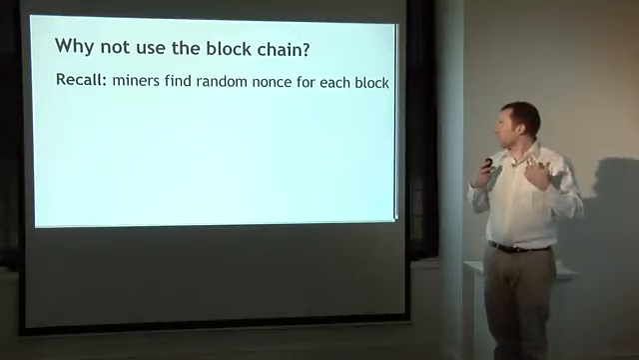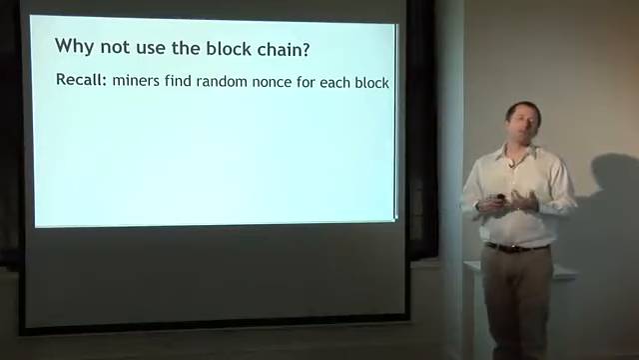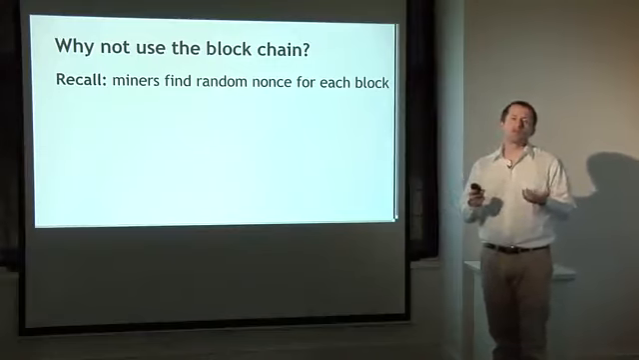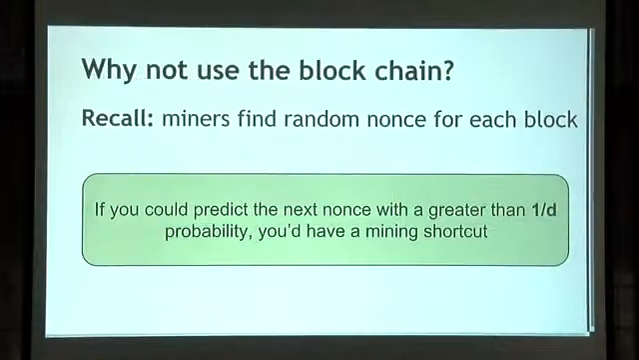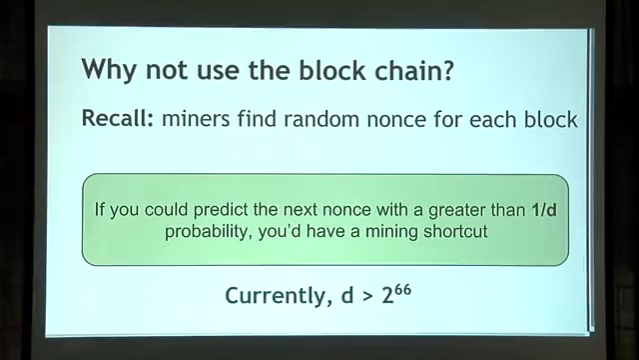If we recall the fact that miners have to find a random nonce for each block, we think we might be in business here. Why can't we use the random nonces that miners are finding in the process of mining as a randomness beacon? There's a fairly strong argument that you can't predict with high probability what the next nonce will be. If you could, you'd have a mining shortcut. If you had the capability to predict what the next nonce will be with a probability greater than 1 over d, where d is the difficulty of finding a block, then you would have a faster way to mine than just trying nonces at random. And remember that d is pretty high right now. It's greater than 2^66.